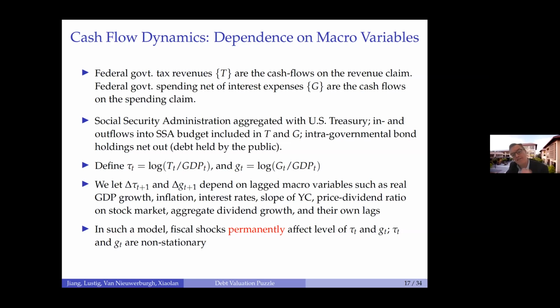Okay, we're going to define tau as the log of the tax-GDP ratio, and g as the log of the spending-GDP ratio. We're going to allow delta tau and delta g to depend on lagged macro variables, but importantly, they're also going to depend on the level of tau and the level of g, because we're going to allow for an error correction mechanism to drive the ratio of spending to GDP and the ratio of taxes to GDP always back to its long-run mean. That's basically what cointegration means here.